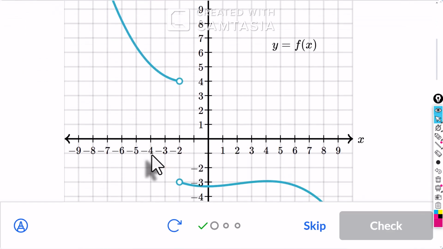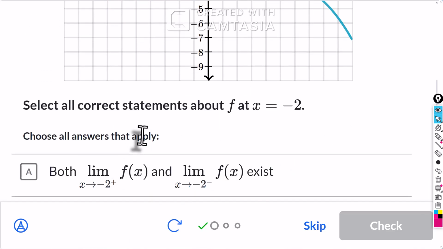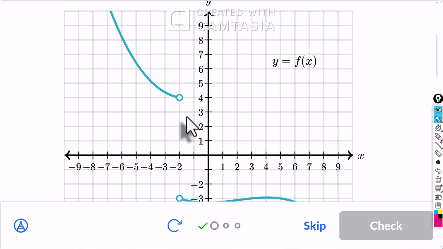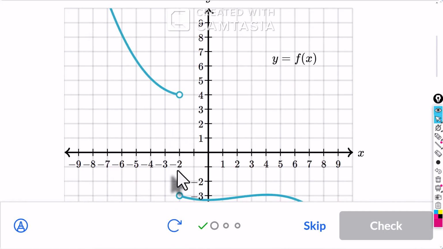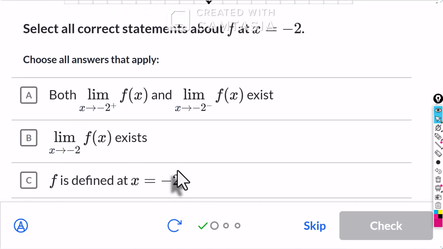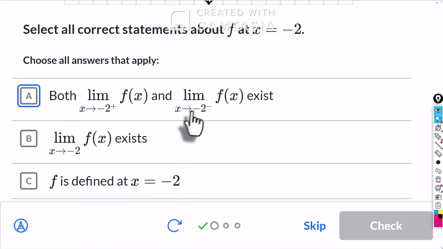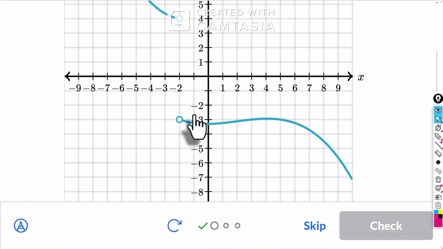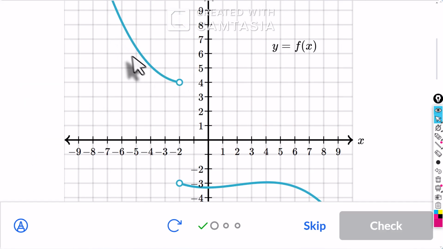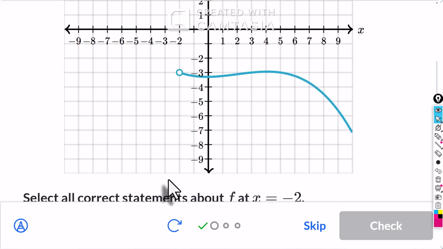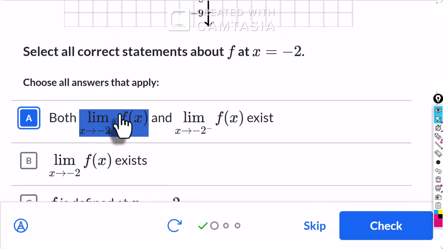All right, here's our graph. Select all statements about f at x equals negative 2. So x equals negative 2 is this right here, and it's all the same type of questions. Answer A, the one-sided limits exist at negative 2 from the positive and the negative side. Well, yes, if you approach it from this side, the left, the limit exists at y equals 4. If you approach the graph from this side, or approach from the right, the limit exists at y equals negative 3. So both one-sided limits exist.